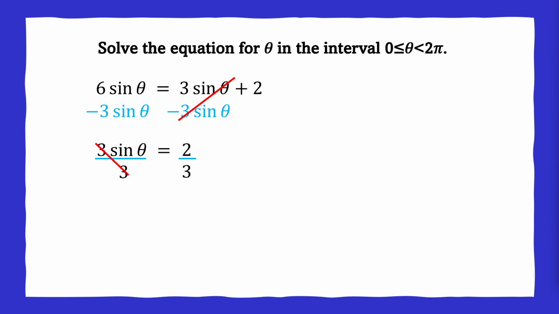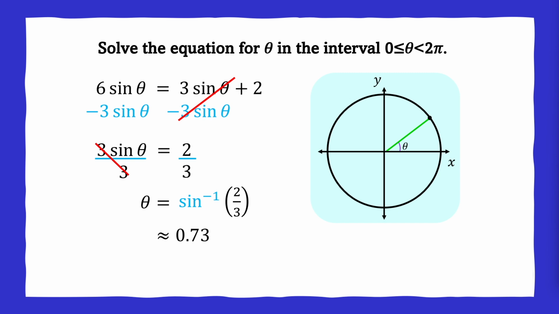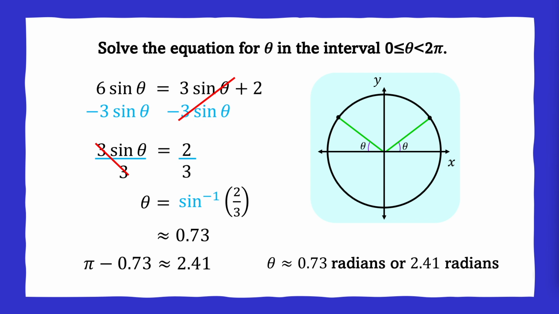Now take the inverse sine of both sides to find theta, so theta equals sine inverse of 2/3. Now 2/3 is not one of the standard sine values we often use, so we need to use a calculator, which gives us 0.73 radians. This angle is in quadrant 1 where sine is positive, but since sine is also positive in quadrant 2, we need the second angle that gives the same sine value by subtracting the reference angle from pi, which gives us 2.41 radians. So within the interval from 0 to 2 pi, the two solutions are 0.73 radians or 2.41 radians.